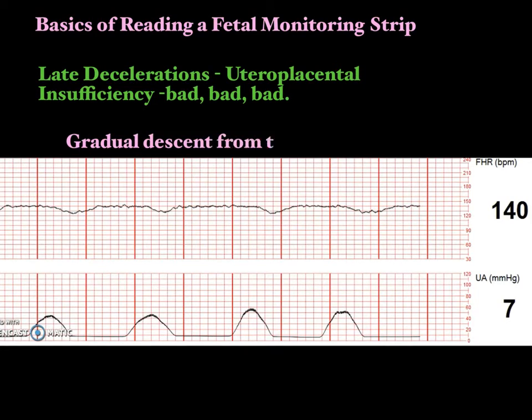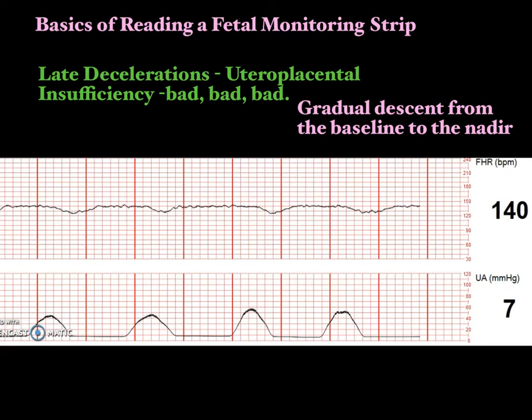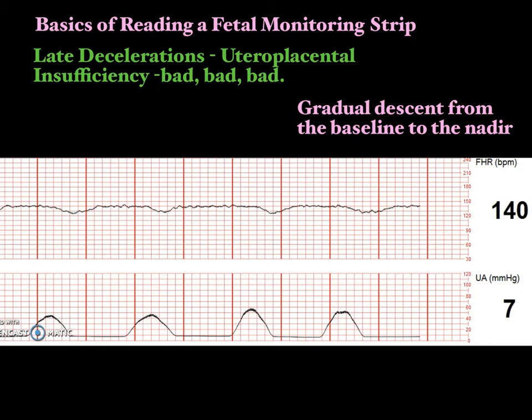Descent from the baseline to what they call the nadir, the nadir, which is its lowest point, okay? So there's a gradual descent from the baseline to the nadir, okay? It is not that abrupt descent that you get with a variable deceleration.